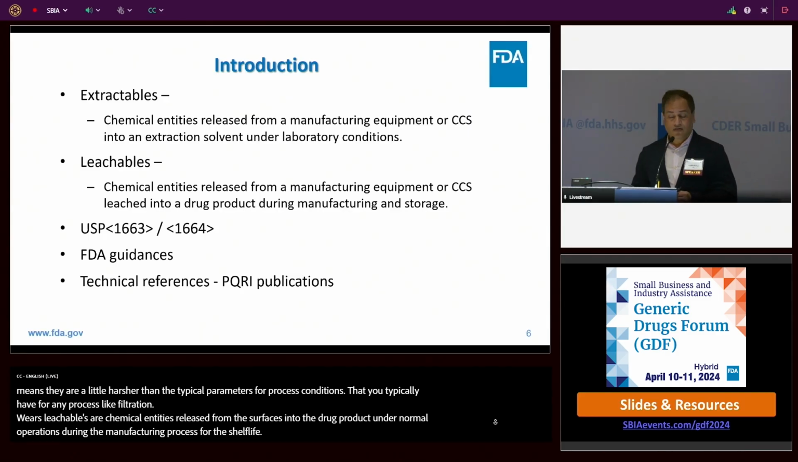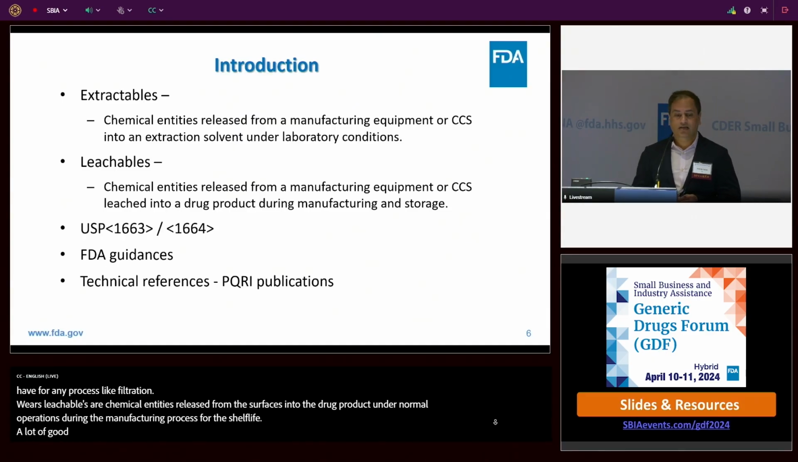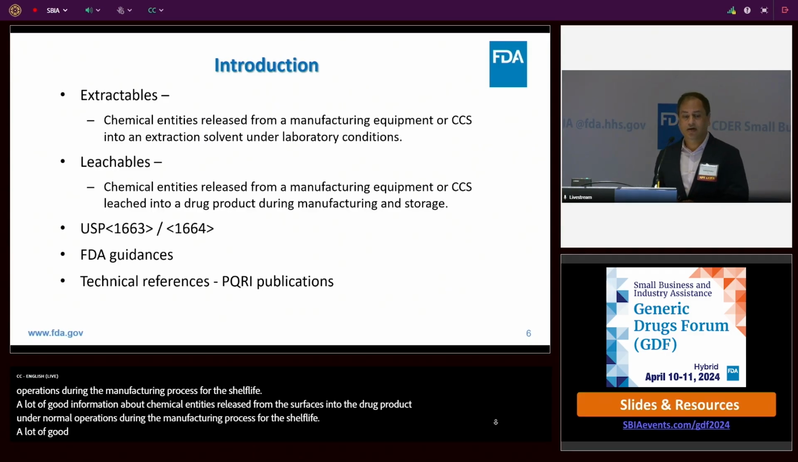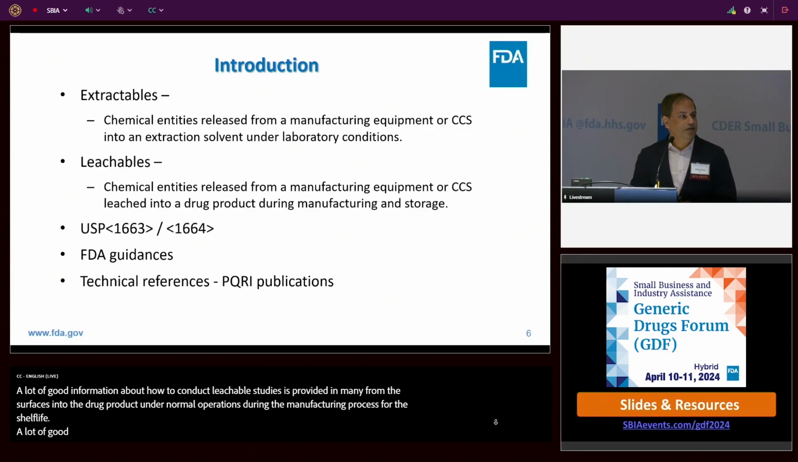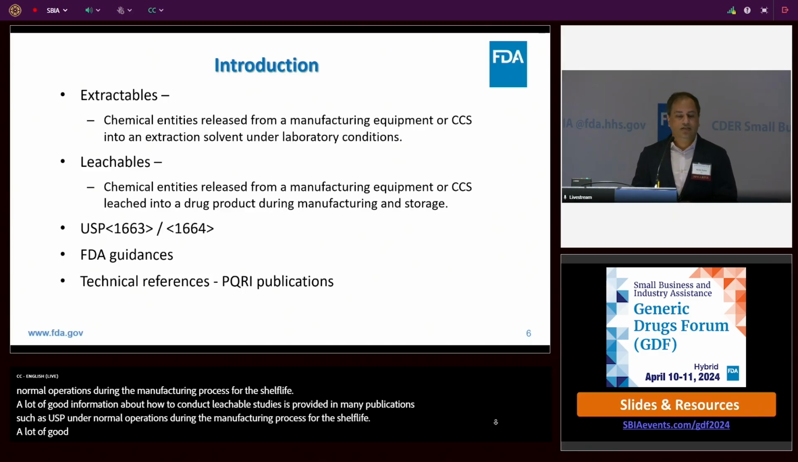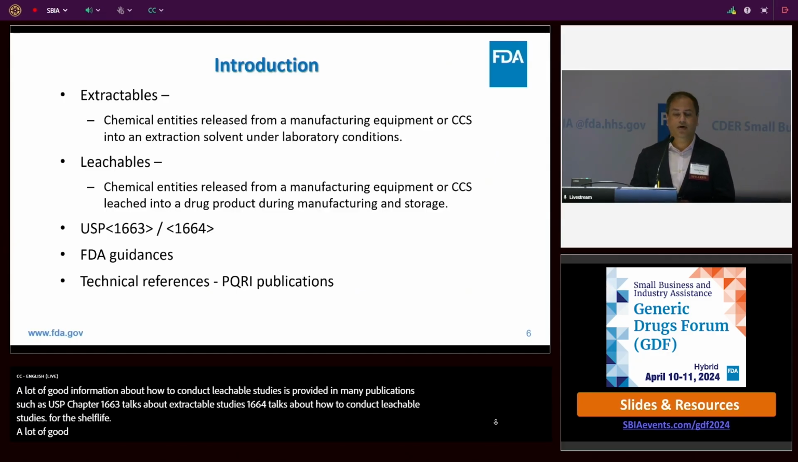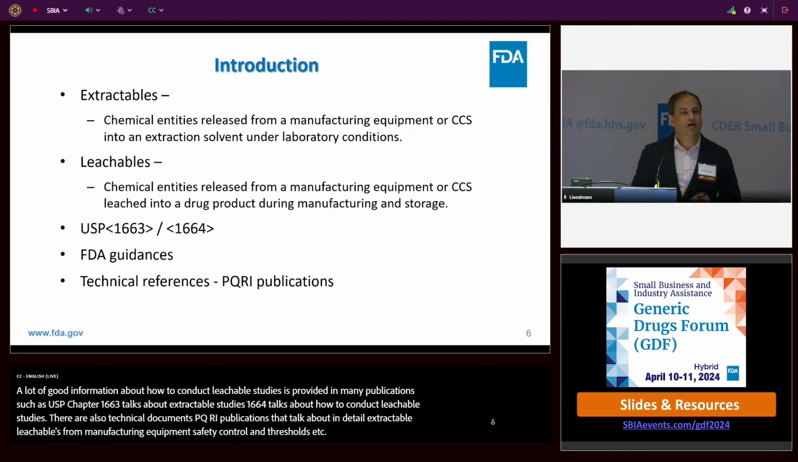A lot of good information about how to conduct successful extractable and leachable studies is provided in many publications, such as USP Chapter 1663, which talks about how to conduct extractable studies. Chapter 1664 talks about design and how to conduct leachable studies. There are also technical documents available, PQRI publications that talk in detail about extractables and leachables from manufacturing equipment or container closure systems, safety thresholds, etc. So applicants should use all these publications when they are assessing leachables in their drug products.